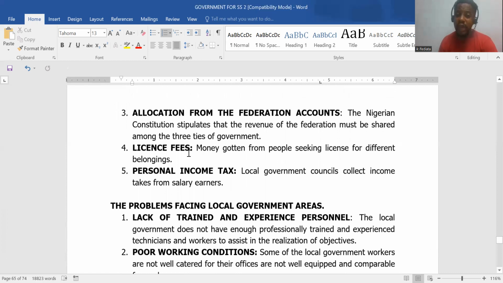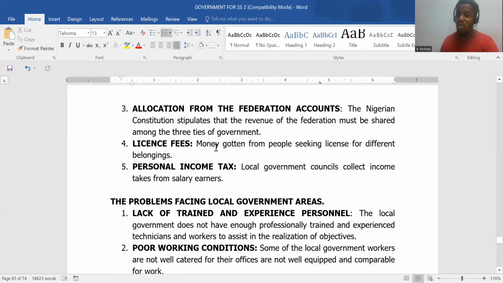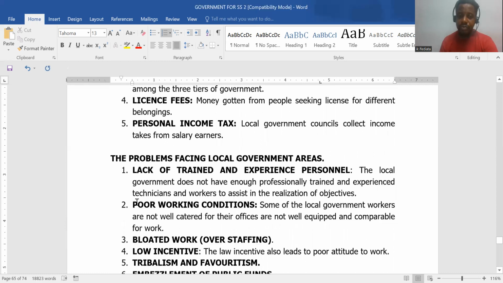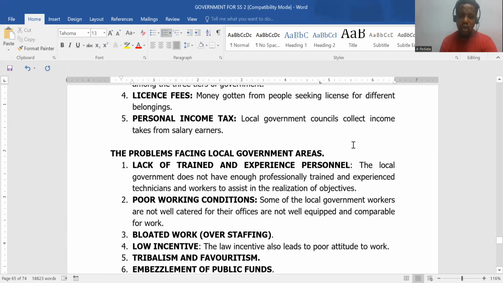So they also have allocation from the federation account. The federal government cuts them some money, either monthly or yearly, right? The Nigerian constitution stipulates that the revenue of the federation must be shared among the three tiers of government, right? So you get that point there. They also issue licenses to people that own shops, people that own vehicles for transportation, parks, park owners, and the likes.